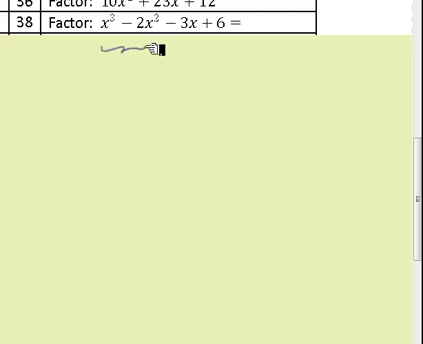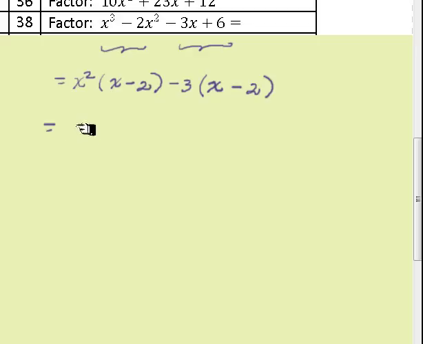Number 38 again is grouping. Pull out x squared. And we're left with x minus 2. And here, because of this subtraction symbol, we're going to pull out a minus 3. And we're left with x. Then when we pull out minus 3 from plus 6, we're left with minus 2. All right, the same thing here and here, so pull out the x minus 2. And in the first group, we're left with x squared, and the second, minus 3.